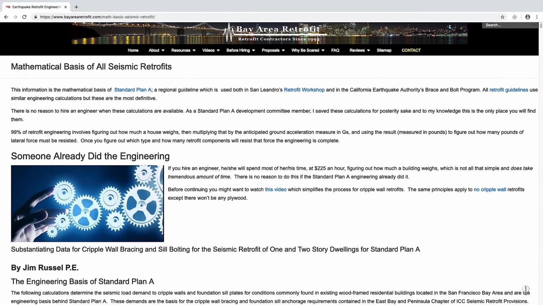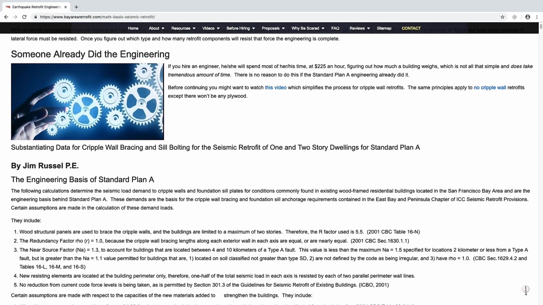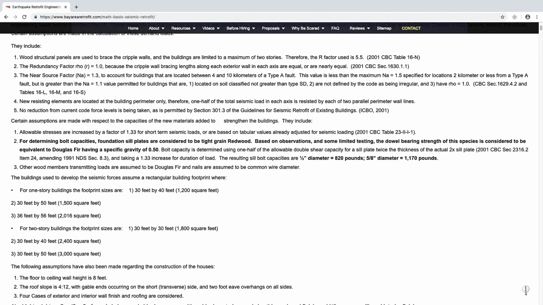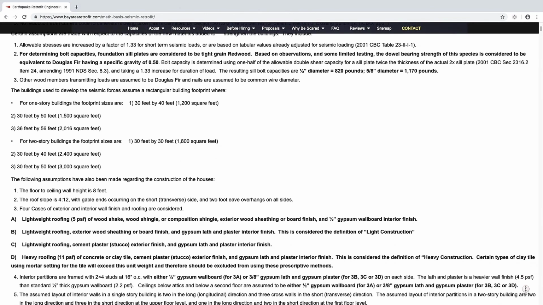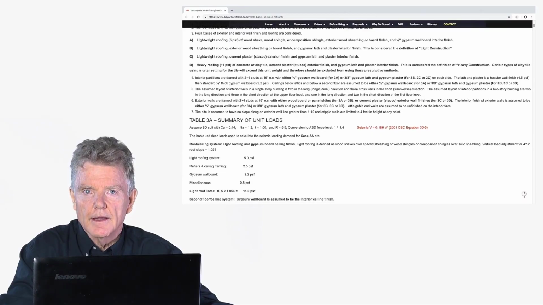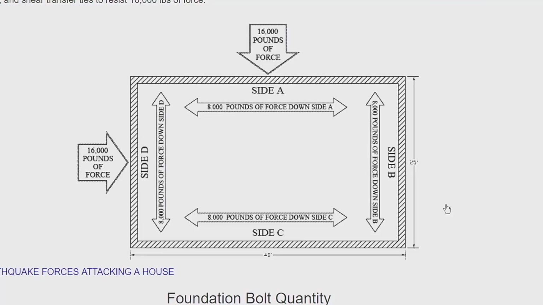So what you've learned up to now are the practical aspects of retrofitting a house: bolts, plywood, shear transfer ties, etc. Now, in order to know how much of these components to use, you need to do some engineering. So this is the engineering we use and has been tailor-made for homes in the San Francisco Bay Area. They are the engineering basis behind a regional guideline called Standard Plan A, and even though they take some study to understand, they should be used because they are the most up-to-date, accurate, and comprehensive engineering calculations available in order to get the most effective retrofit you possibly can. So let's assume we use these calculations and figure out this house will be attacked by 16,000 pounds of earthquake force. We're now going to need enough bolts to resist 16,000 pounds of force, enough plywood to resist 16,000 pounds of force, and enough shear transfer ties to resist that amount of force.